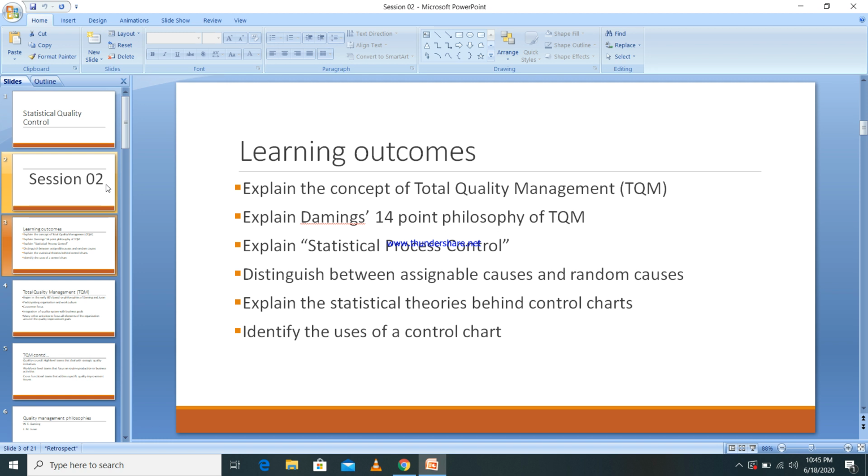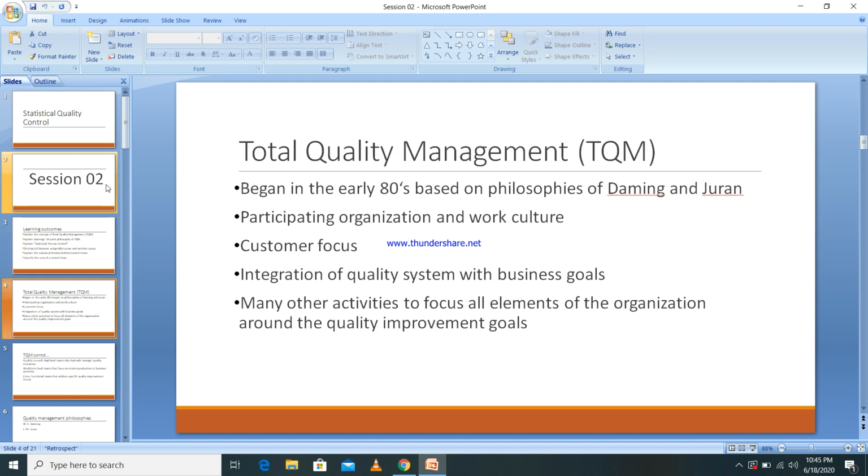And we are going to talk about the theory behind statistical control charts, and discuss the uses of it. Those are the learning outcomes of today's session. So to begin today's session, I'm going to discuss total quality management.